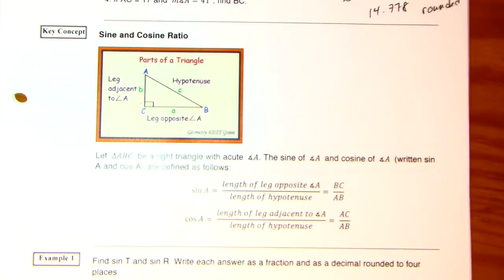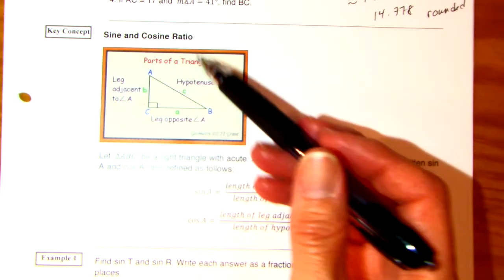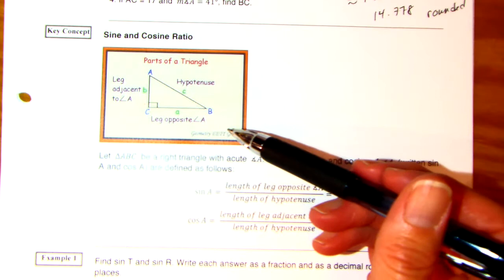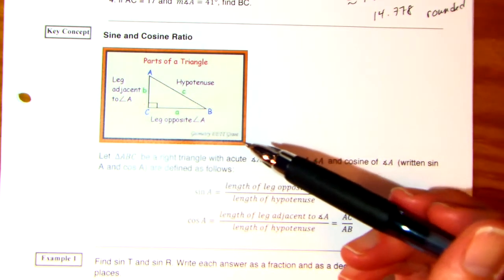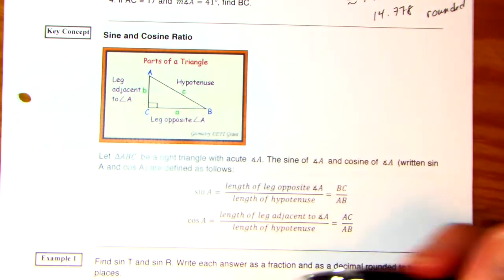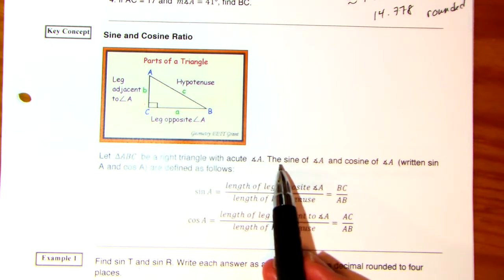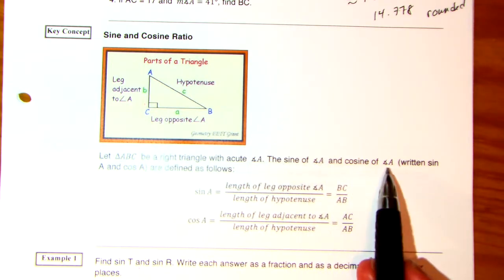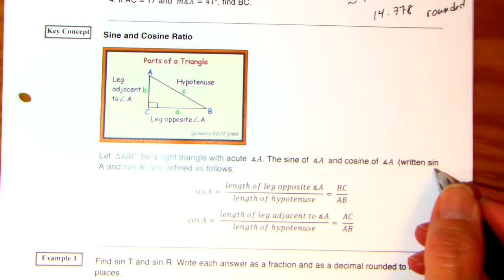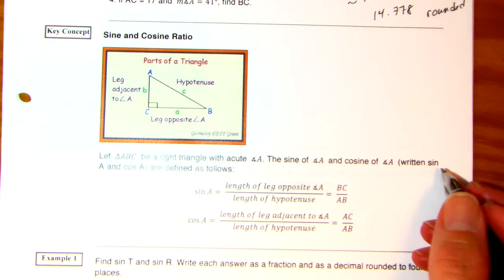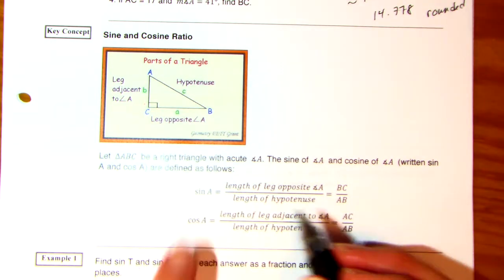All right, sine and cosine. Now you might think that, oh, this picture's familiar. It's the exact same picture I used for tangent. It's just now we're going to use different ratios. So let ABC be a right triangle with acute angle A. The sine of A and the cosine of A, written S-I-N, I know it's sin, and because of that, a lot of websites will be deleted out. You got to be careful. Sine A and cosine A is defined as follows.